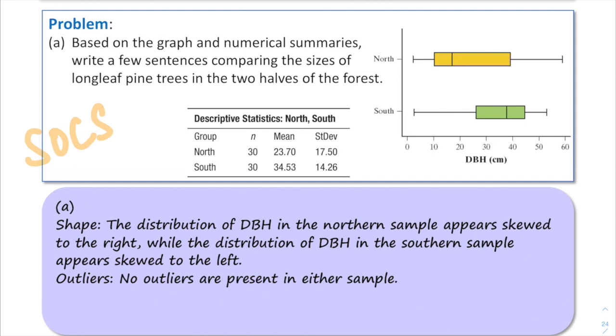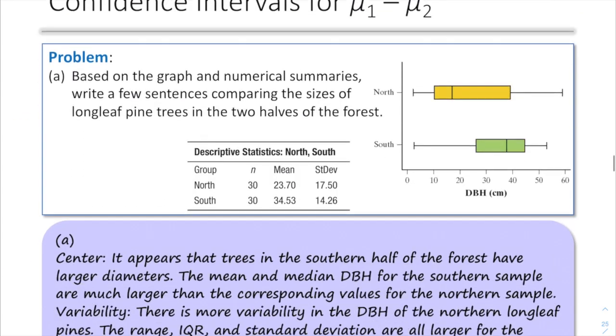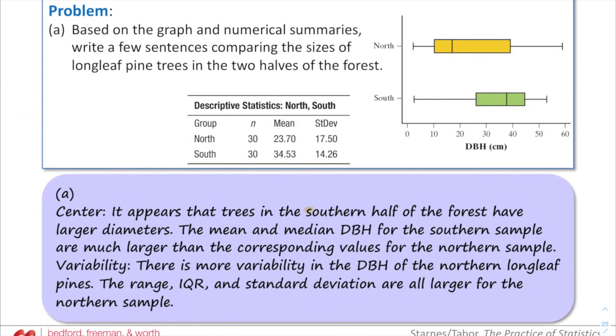So talking about the northern being skewed right, and the southern is skewed left. There are no outliers. It appears that the southern half of the forest have larger diameters, right? Centers: the mean and median for the southern sample is much larger than that of the northern. Variability: there's more variability in the northern, right? That's definitely seen right here in the standard deviation. And also, if you think of range.